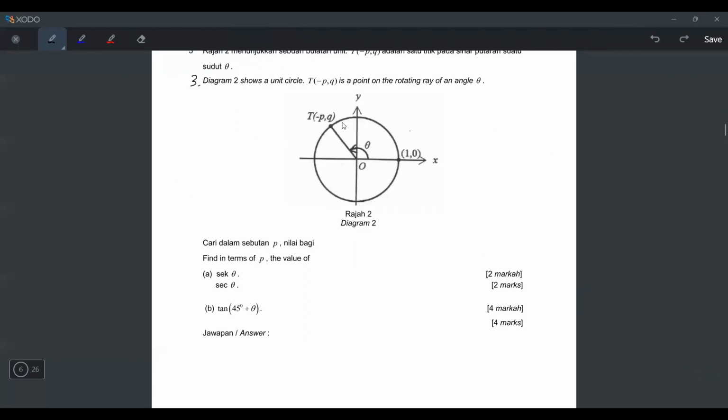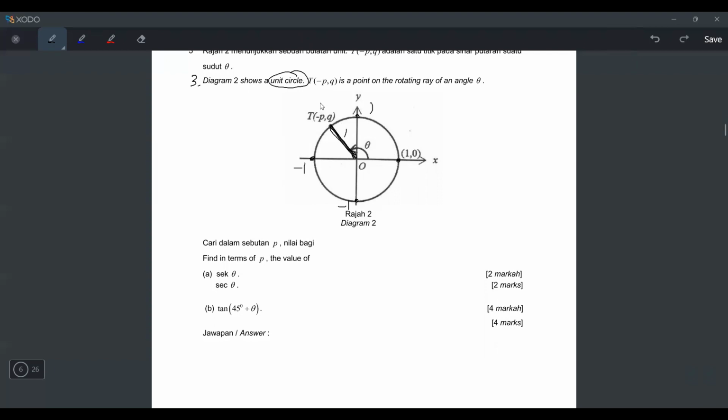This is obviously trigonometry. Form 5, chapter 5, I think. Okay, diagram 2 shows a unit circle. The moment you see the words unit circle, you should straight away know that the radius is 1 unit. This is -1. This is -1. This is 1. And this is also a radius. Can you see it? So this is also 1 actually.